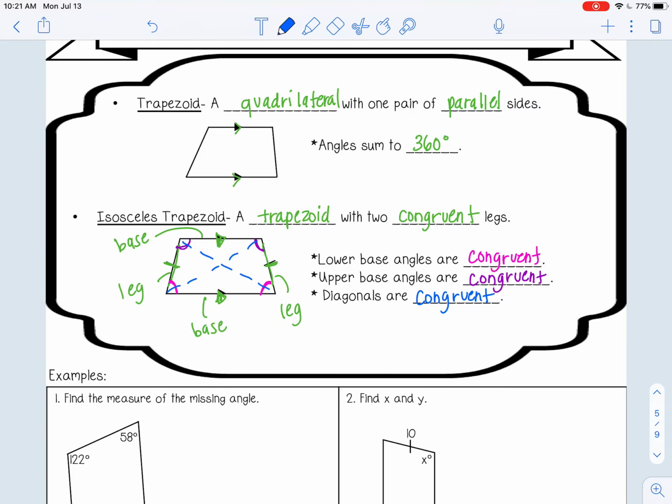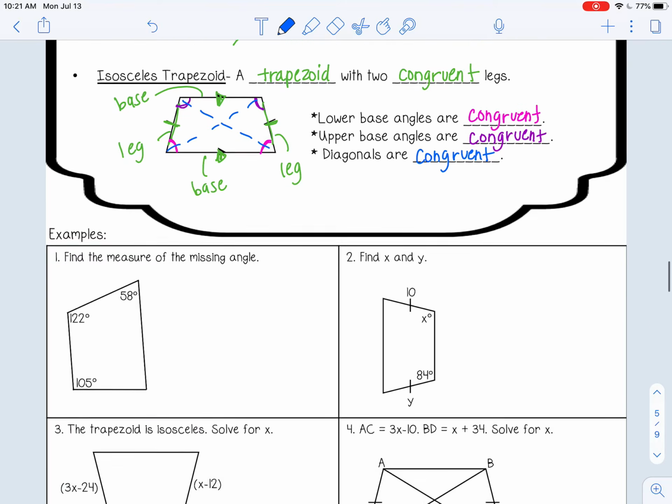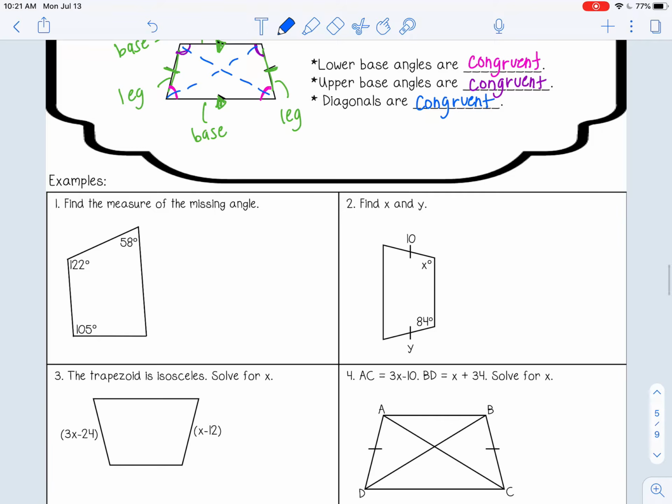All right, let's look at some examples for trapezoids. So number 1 says, find the measure of the missing angle. So because a trapezoid is a quadrilateral, the angles will sum to 360 degrees. So we just need to add the angles that we were given, 122 plus 58 plus 105, and that gives us 285. And then we're going to subtract that from 360 to see how many degrees we have left over, and that would be 75 degrees.